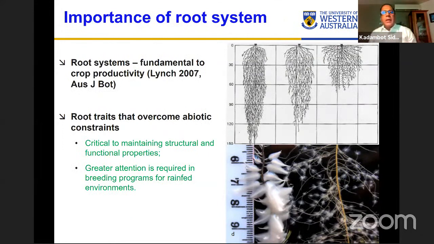So now let us look at the importance of the root system. The root system is fundamental to crop productivity. You all know that. Roots are not only anchoring the plants, but also responsible for water and nutrient uptake. So it's critical to maintain structural and functional properties. We'll come back to that. And so what I'm saying is that we need greater attention in breeding programs or agronomy programs, especially in rain-fed environments, about roots. And people are not doing that because it's so difficult to see and difficult to select.